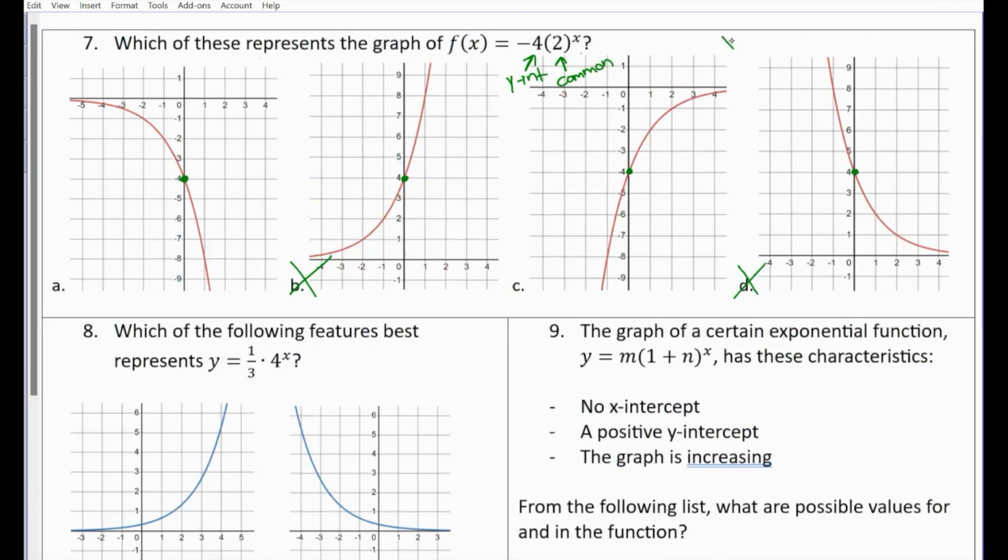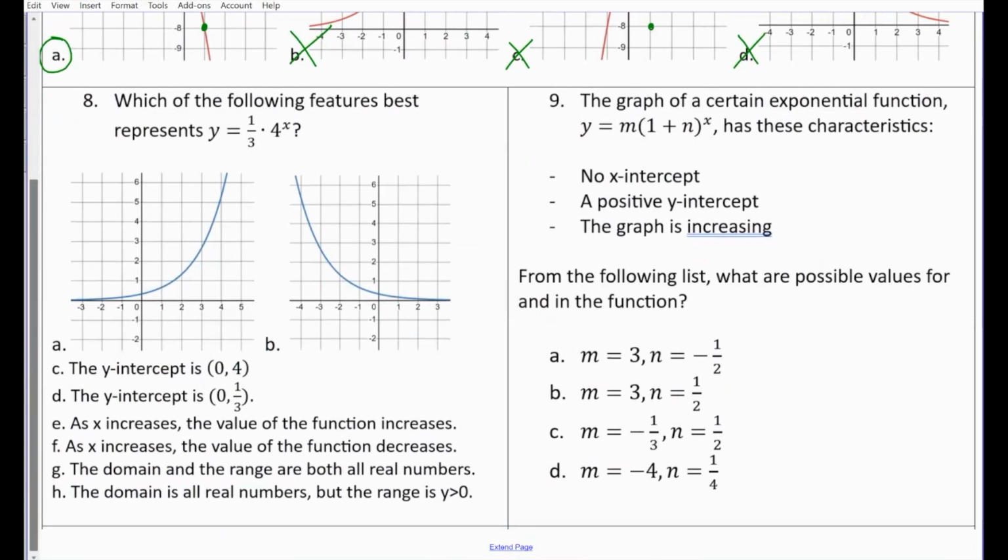Now, we could do a little table. And we already know our first point is (0, -4), because that's our y-intercept. So let's try if we plug in 1. Well, 2 to the first power is 2, times -4 is -8. So my next point should be (1, -8). Okay, this one matches. We already said B wasn't an answer. This point does not match on my graph. So I know my answer is A.